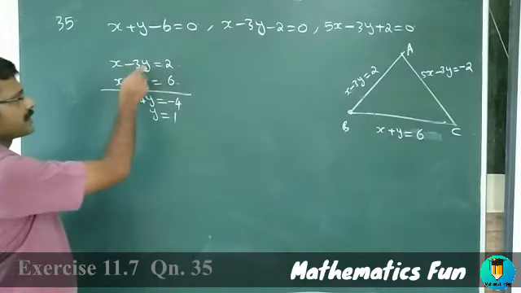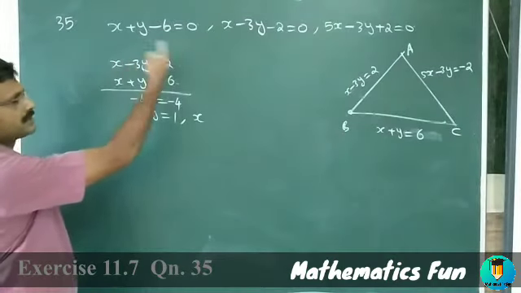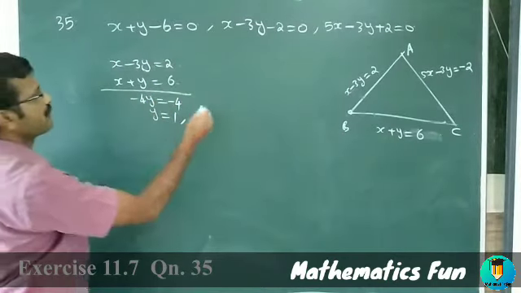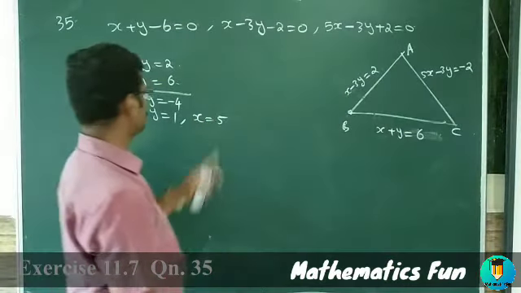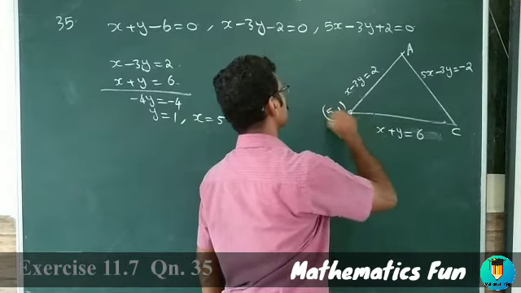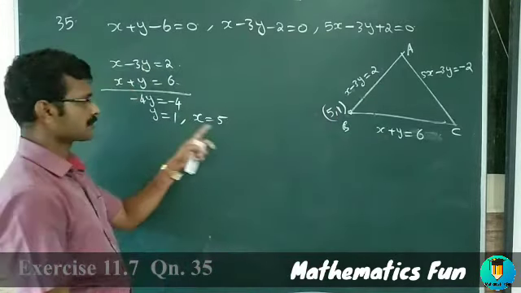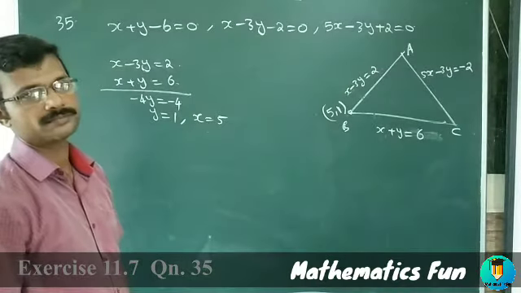Now y value I am putting it here, so I will get x. If I put y value here, minus 3, this goes to this side plus 3, so it will be 5. That means this point I am getting as 5, 1. So I have marked it in the diagram, the coordinates of B is 5, 1.